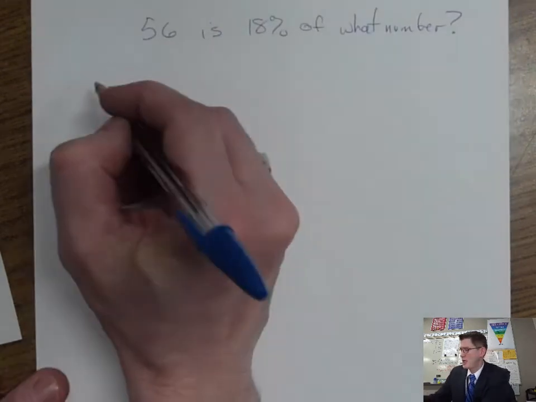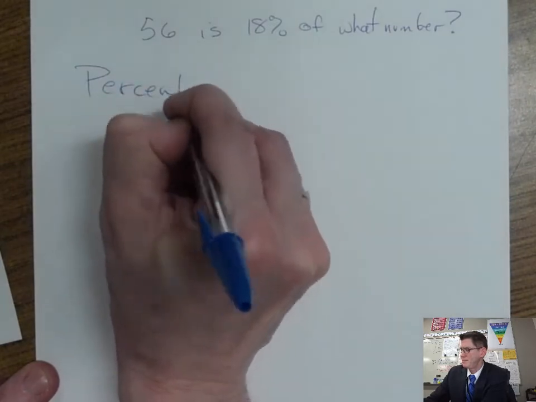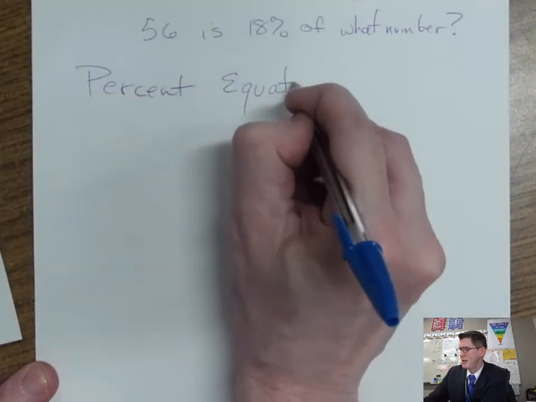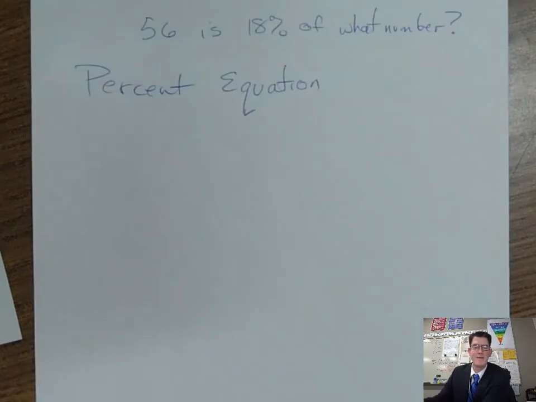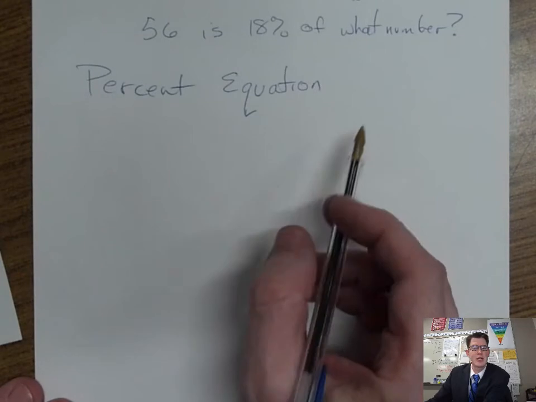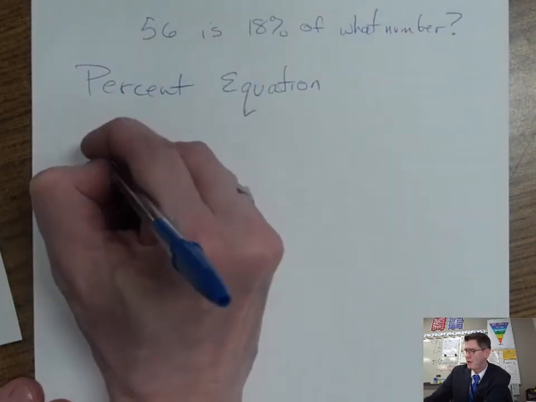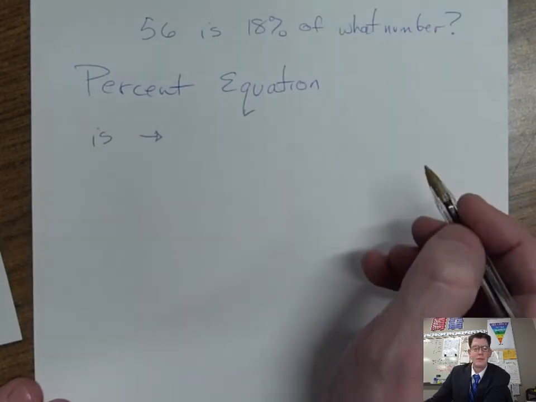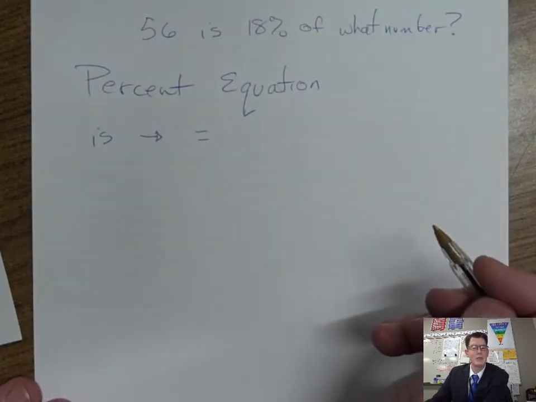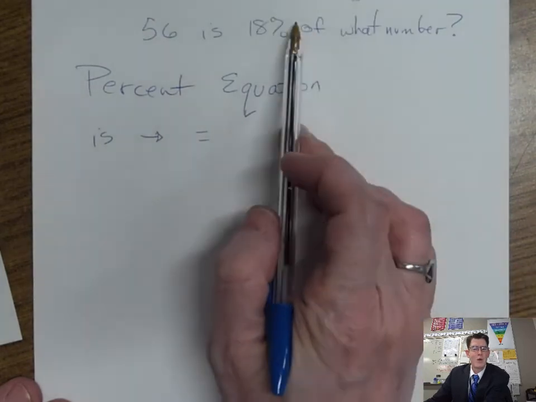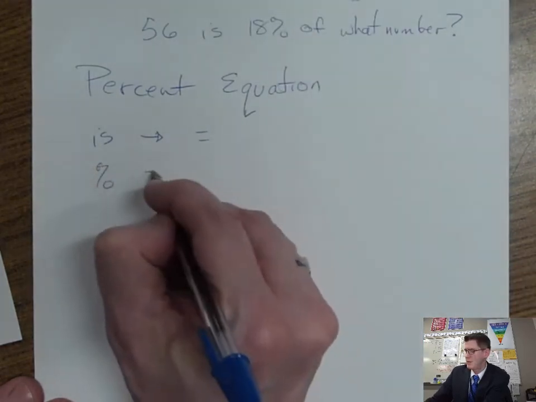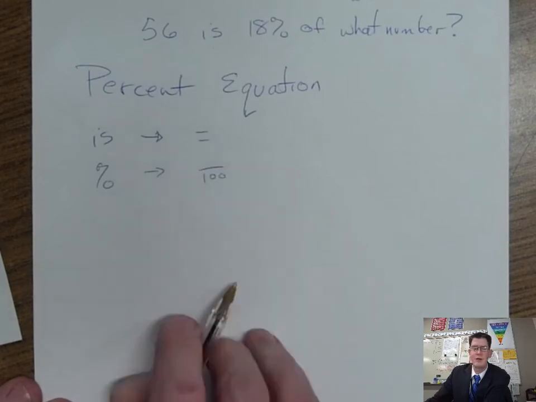Well, the percent equation looks a little different, and it's another way, and you can find out at the end of all this if this is an easier way for you to understand percents or a harder way. And if it's harder, throw it out. And if it's easier, then use it. So for the percent equation, just a couple things to remember from the past. Is means something in math. The word is, it means equals. It means the equal sign. We already know what percent means. Percent means divided by 100.